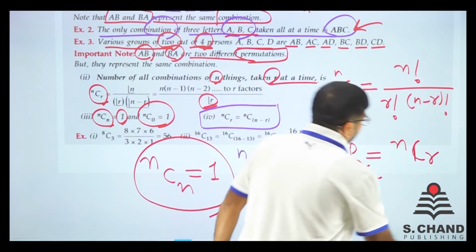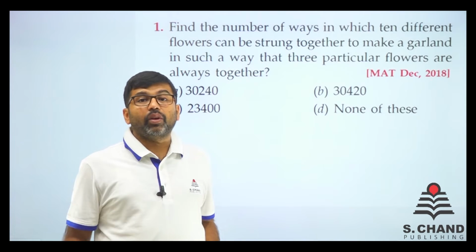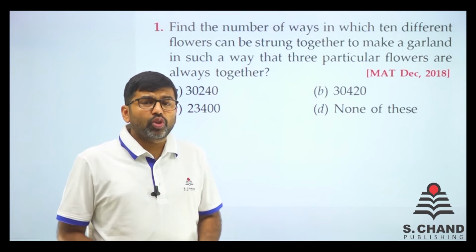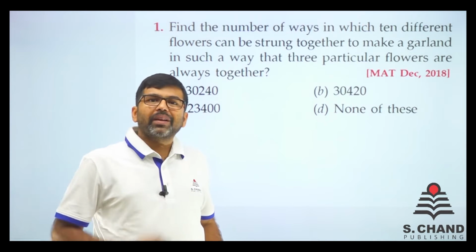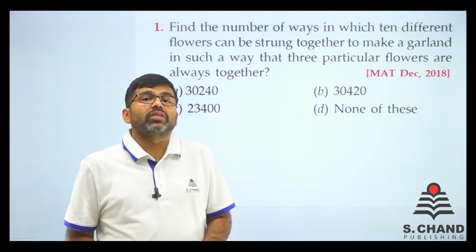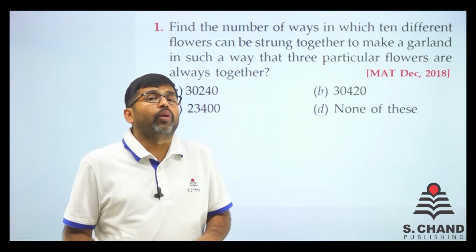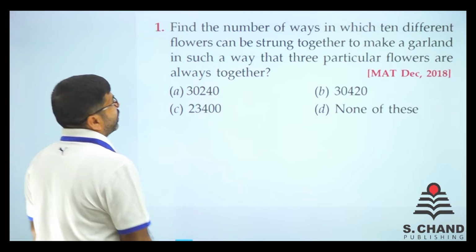Okay, so we move on to questions now. Let's see how many questions we can do. But I am sure that the concept I shared with you must be very clear. Arrangements means permutation, selections means combination, and simple formulas you need to apply. Okay, so question number 1. Let's see what it says.